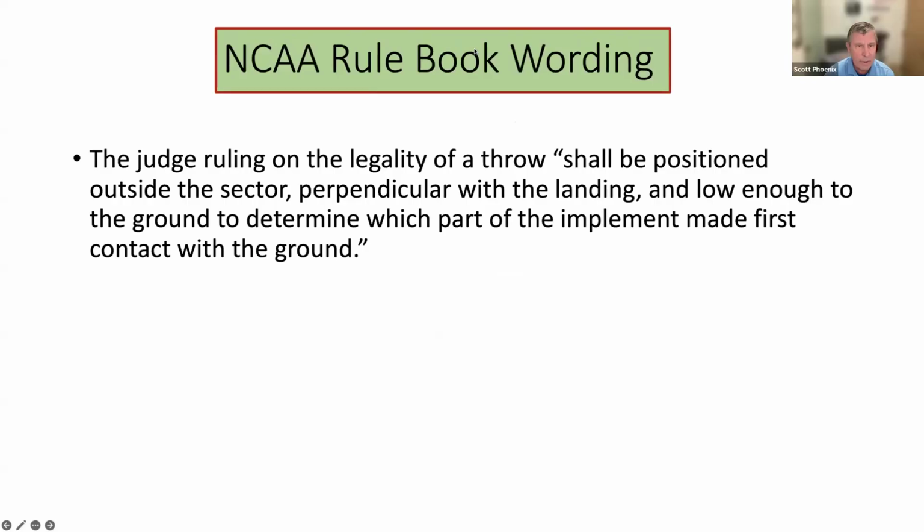All right. So the NCAA rule book, as far as I know, is the only one that actually addresses this. And I wish all of the books would do that. But as you can see, shall be positioned outside the sector, perpendicular with the landing and low enough to the ground to determine which part of the implement made contact with the ground. There's a very important part in this that we will be addressing quite shortly, and the person who had just spoken knows quite a bit about.